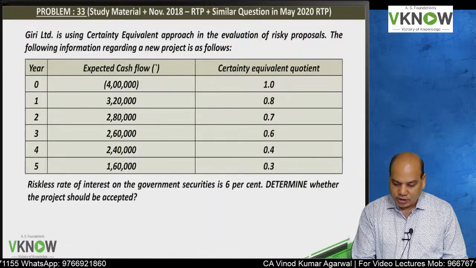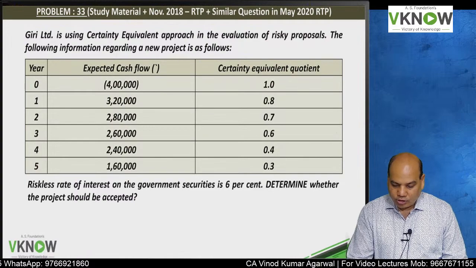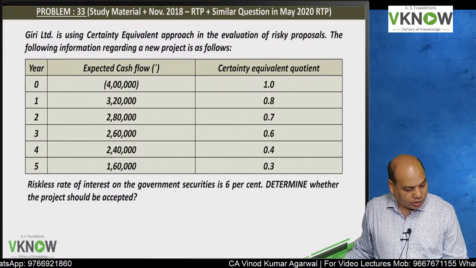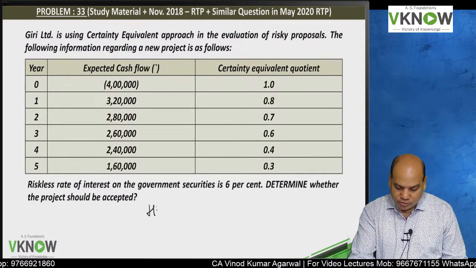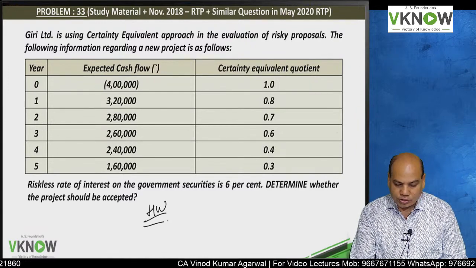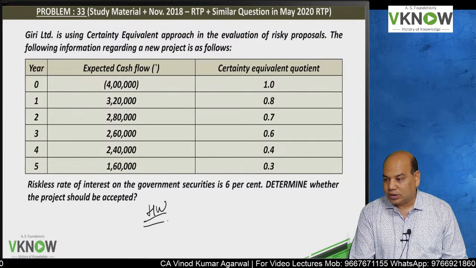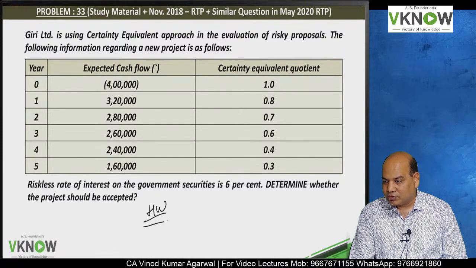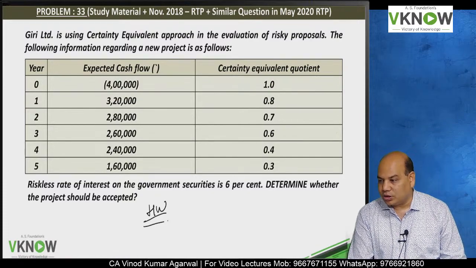Question number 33. Homework. Question number 33. Write down homework. This question is from study material November 2018 RTP and a similar question in May 2020 RTP.